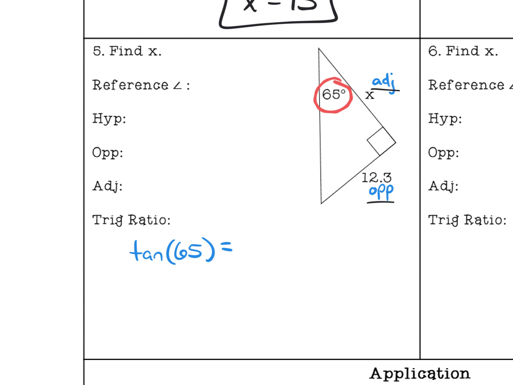Some of us were flipping it. Make sure we have it in the correct order. So 12.3 over x. Am I going to end up multiplying or dividing? Dividing, because x is on the bottom. So if I take 12.3 divided by tangent of 65, we get x equals 5.7.